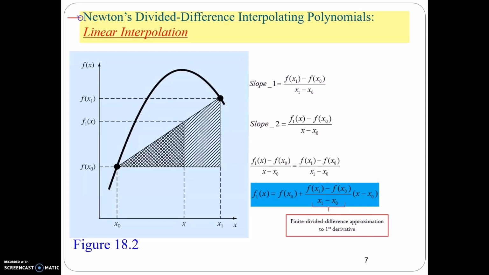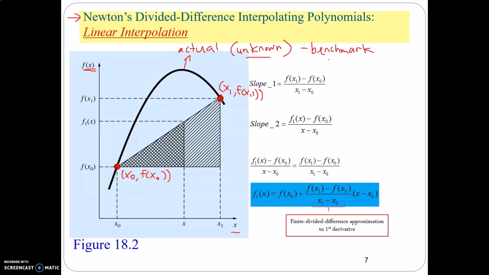In this study, you must know how to perform the Newton finite divided difference interpolating polynomials to find the interpolation result. In this graph, two measurement points are given here, where the y-axis is the function f(x) versus the x-axis here. This black line is the actual solution, however, it is unknown in many cases. We will use it as the benchmark to check the accuracy of the interpolation result.